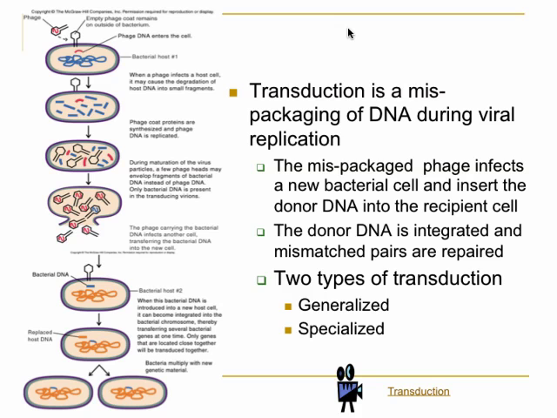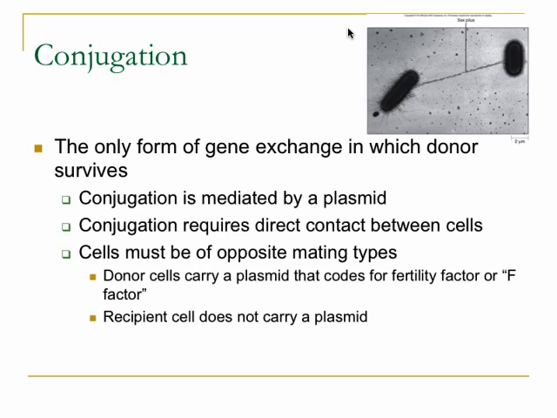And there are actually two types of transduction. It can just accidentally pick up a random piece of DNA, or there are areas that tend to be more commonly transferred because of homology or repeated sequences. And it may be plasmid DNA in the case of the specialized transduction.